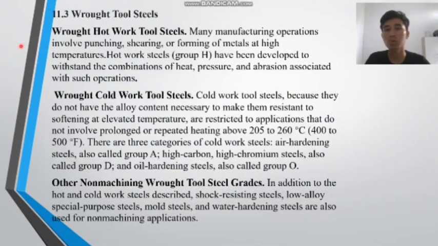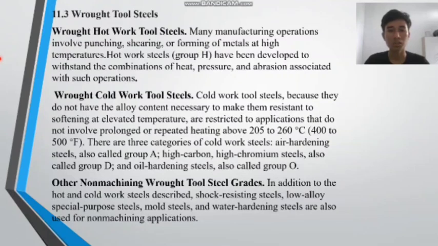11.3 Work tool steels. Hot work tool steels: many manufacturing operations involve punching, shearing, and forming of metal at high temperatures. Hot work steels have been developed to withstand the combination of heat, pressure, and abrasion associated with such operations. Cold work tool steels.